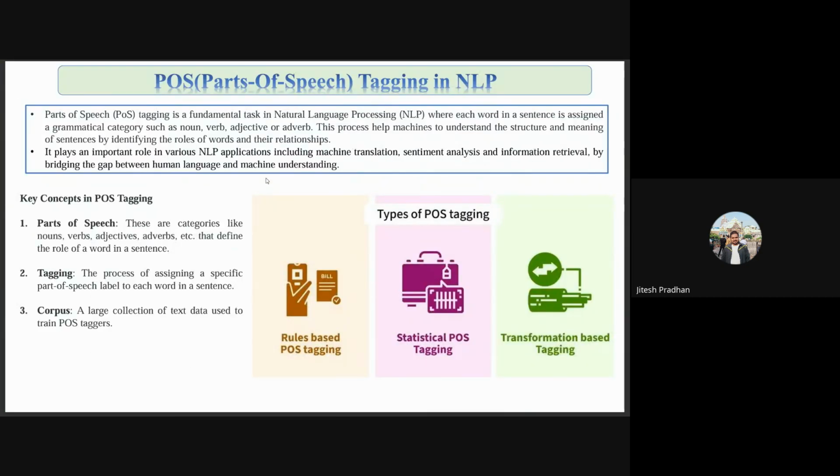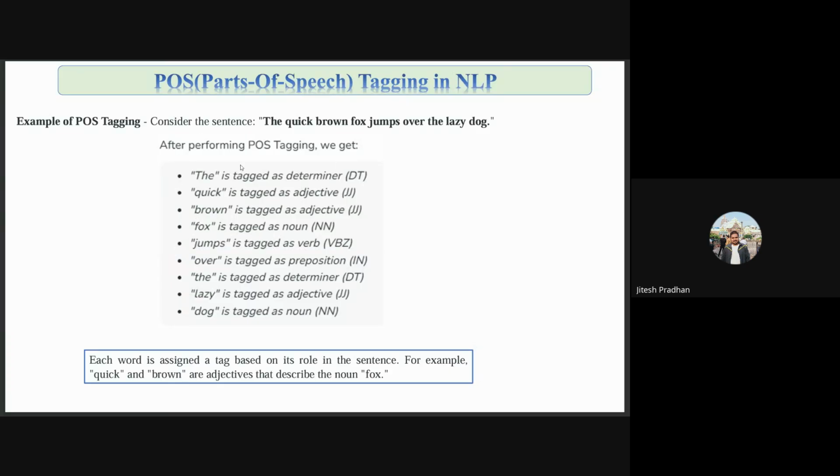Now next comes POS tagging, which is called part of speech tagging. Part of speech tagging involves three things: part of speech, tagging, and corpus. Let's discuss this. Part of speech tagging means first we need to identify the tokens, then we tag the tokens with their possible meaning. In this case, the will be tagged as a determiner.